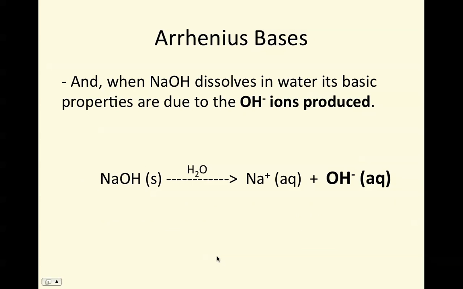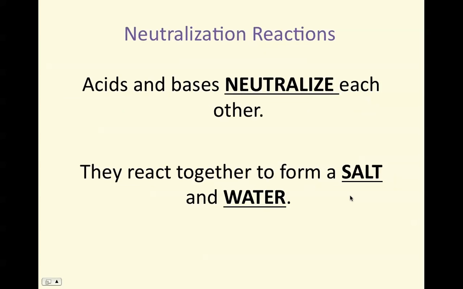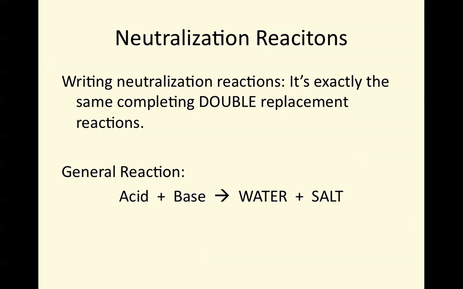Here we have NaOH, sodium hydroxide, that's dissolving in water, and its basic properties are due to that hydroxide ion that is produced. Now, neutralization reactions, and many of you know this from middle school science, acids and bases can neutralize each other. They react to form a salt and water. When writing these neutralization reactions, you're completing double replacement reactions, which, honors students, you've done a lot of work with, so you should be able to make some connections to previous units here.